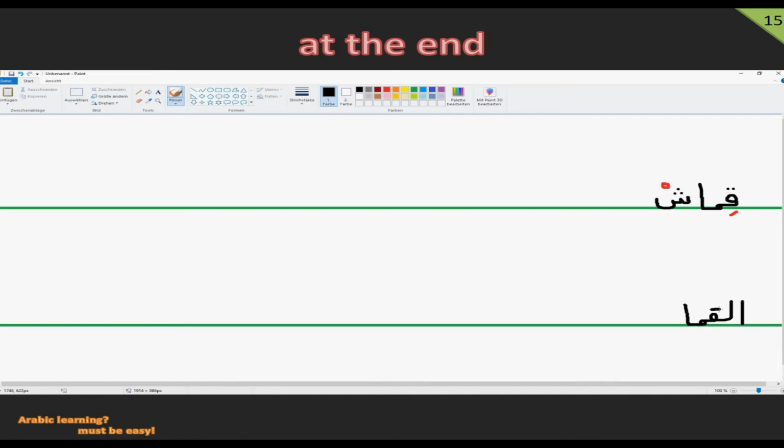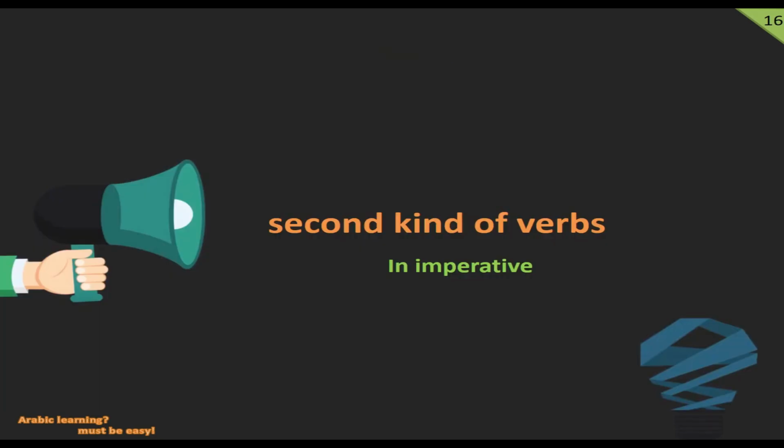قماش, with التعريف القماش. And the second example, نقش, نقش. That was all regarding the 13th letter Sheen.